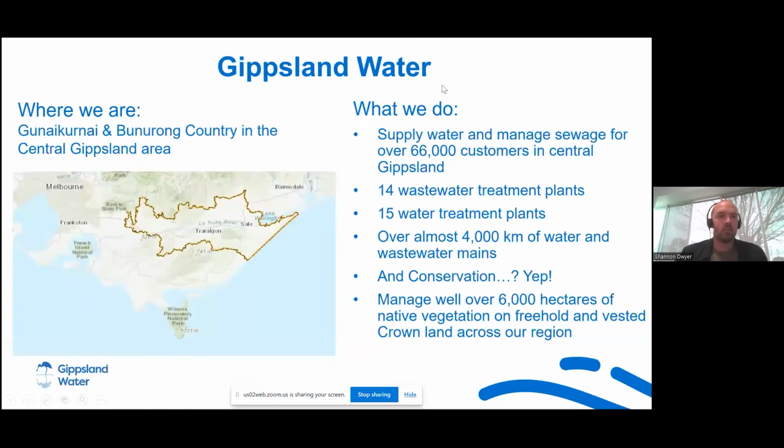So yeah, Gippsland Water's based in central Gippsland in Gunai and Bunurong country. We supply around 66,000 customers, both potable water and managing the sewage from those customers. We manage 14 wastewater treatment plants, 15 water treatment plants, and almost 4,000 kilometres of water and wastewater mains. My job includes managing some of the risks from those and managing the environment, but also conservation is a big part of what we do in the environment team.